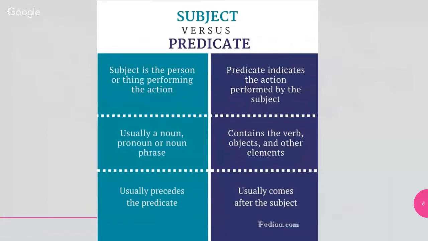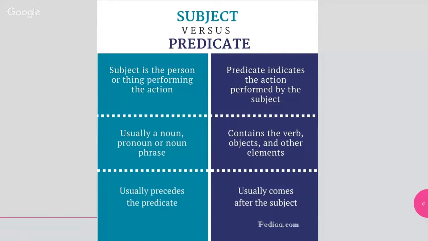First, before we start with voices, we need to know the difference between subject and predicate. Subject is the person or thing performing the action. So the focus is on the subject because that comes at the beginning of the sentence. And this subject is what does the work. And the subject is usually a noun, pronoun, or a noun phrase. It's always a noun or a pronoun or a noun phrase.